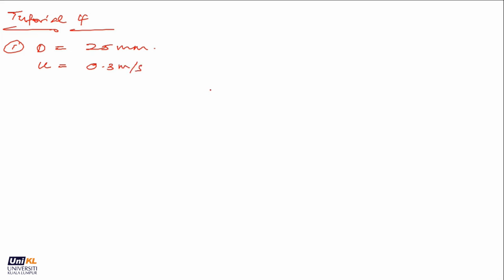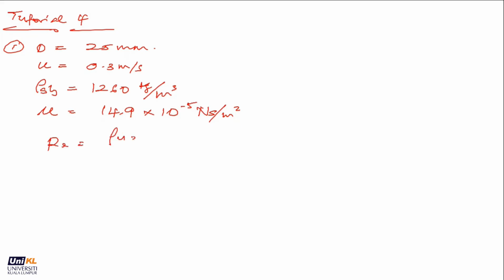If the density of glycerin is 1260 kilogram per meter cube, and the viscosity of glycerin equal to 14.9 times 10 negative 5 Newton second per meter square. Determine whether the flow is laminar or turbulent. So Reynolds number equal to rho U d per mu.